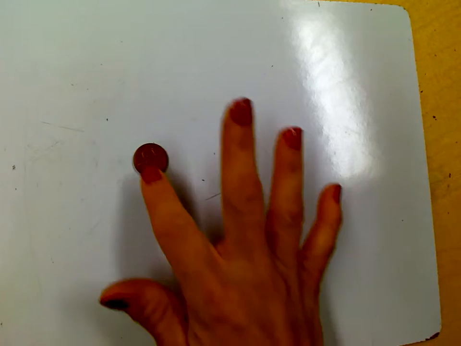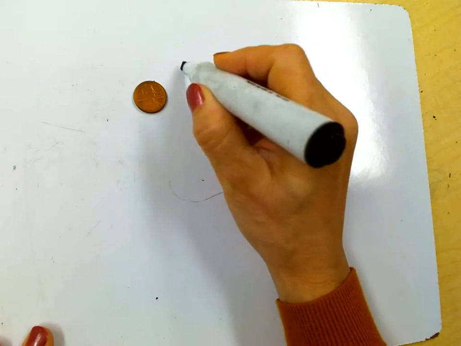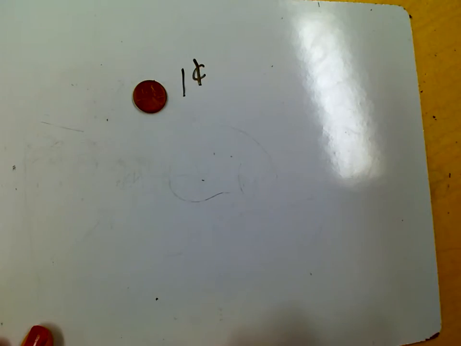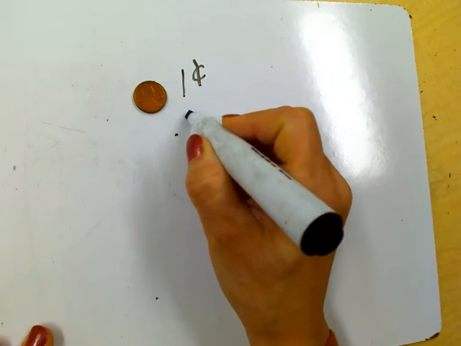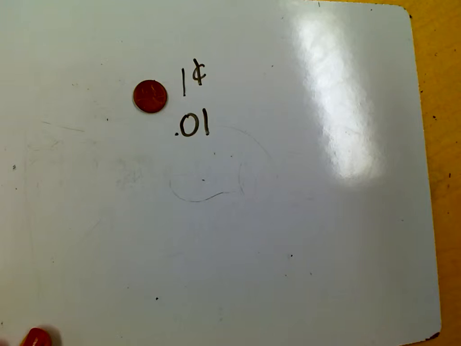So my friends, today we're going to talk a little bit about money. And when I look at my coins, I see that a penny is really easy to know what it is because it's brown. It's the only coin that is. It's made out of copper. And so when I write a penny, I can either say 1 cent or I can say decimal point 0.01, and that's also money. Okay?